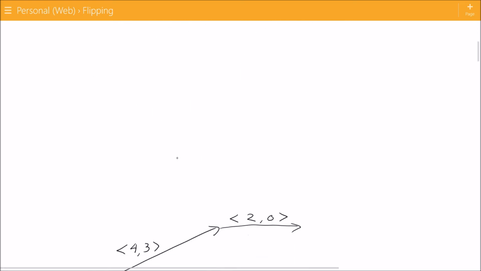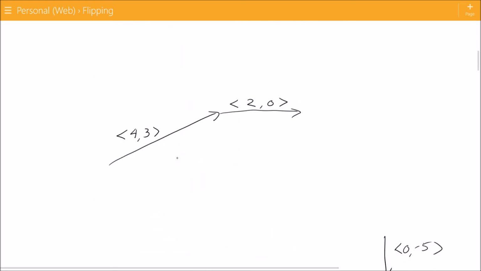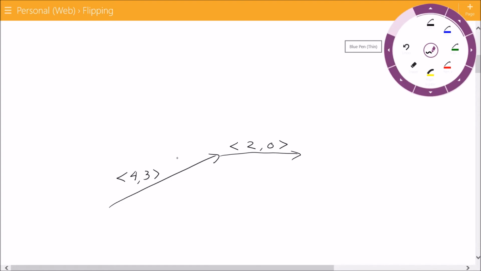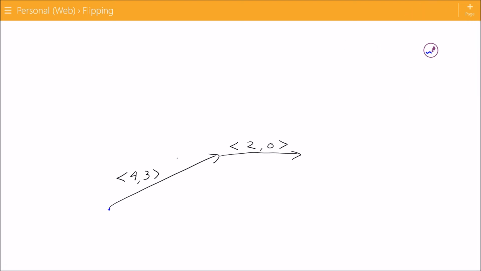So for starters, let's say that we have two vectors that are applied here, and we want to see really what the vector is from my first initial point to my last terminal point. What this guy would be right there. So we don't have to deal with two separate vectors. We want to combine them.